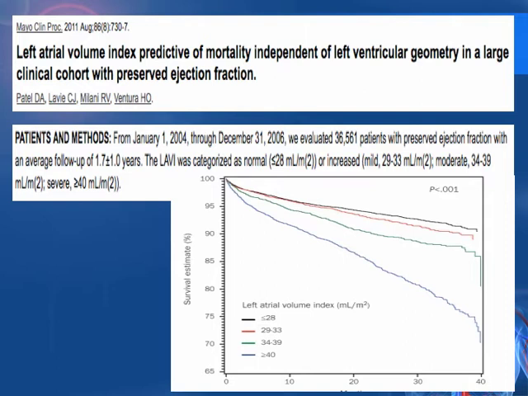And if you look at their left atrial size, index size, volume, followed by a period of 40 months, there was a dramatic decrease in survival in patients with an enlarged left atria, in patients with preserved systolic function. Even a mild increase in size showed as a decrease in survival estimates.